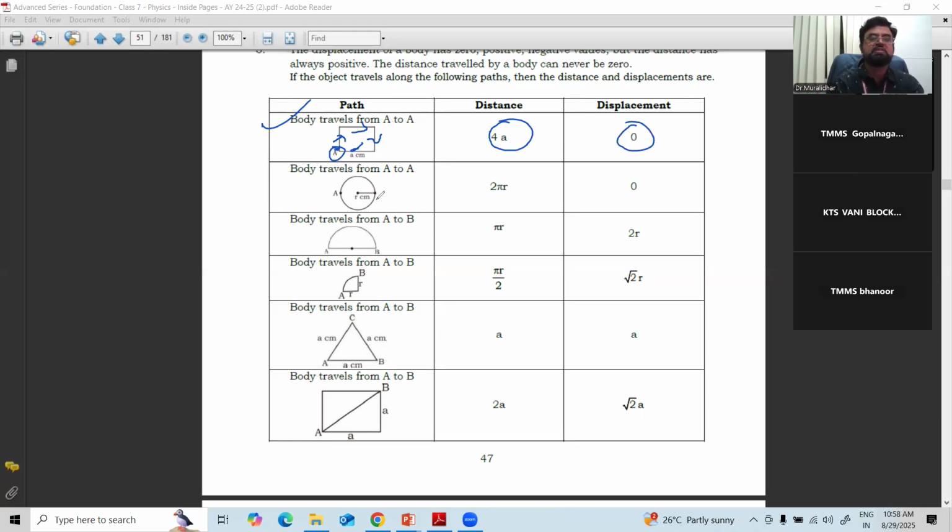Second case, body travels A to A in a circle. It started from here, it travels again to A. That is the circumference. Circumference of a circle is given by 2 pi r, total distance. But again, displacement is 0 because the body came back to A.